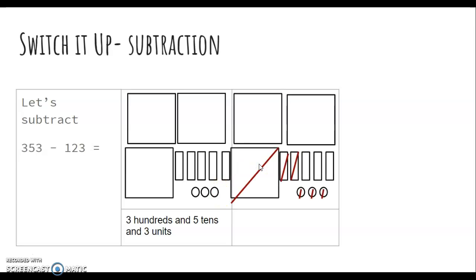All right. We need to subtract 123. So I drew a line across 100, across 2 of the tens, and across 3 units. After I've crossed those out, since that's what we're subtracting, we have to look at what we have left over. So I see we have 2 hundreds and 3 tens left over and 0 units left over. So we have 2 hundreds and 3 tens.